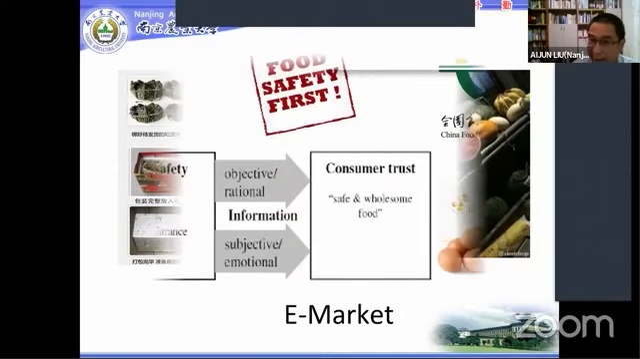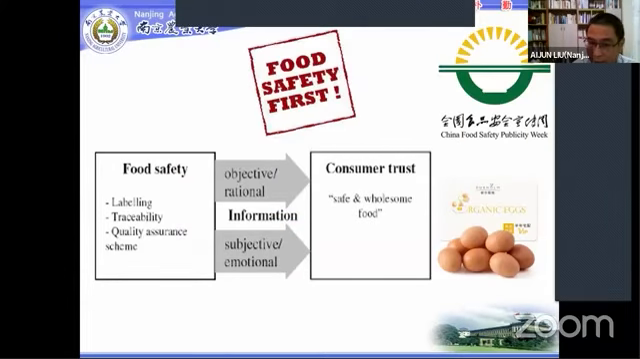Okay, next one, China market. What do Chinese consumers think about? I think everybody is thinking that China nowadays is better. People's lives are better than before, right? Especially in big cities, that's true. When you have a better income, of course, you are looking for better quality, food safety, right? So in 2008, there was a lot of news about China's food safety issues, right? So from then, people are trying labeling, traceability, QR systems. Why? Because the consumer needs it.